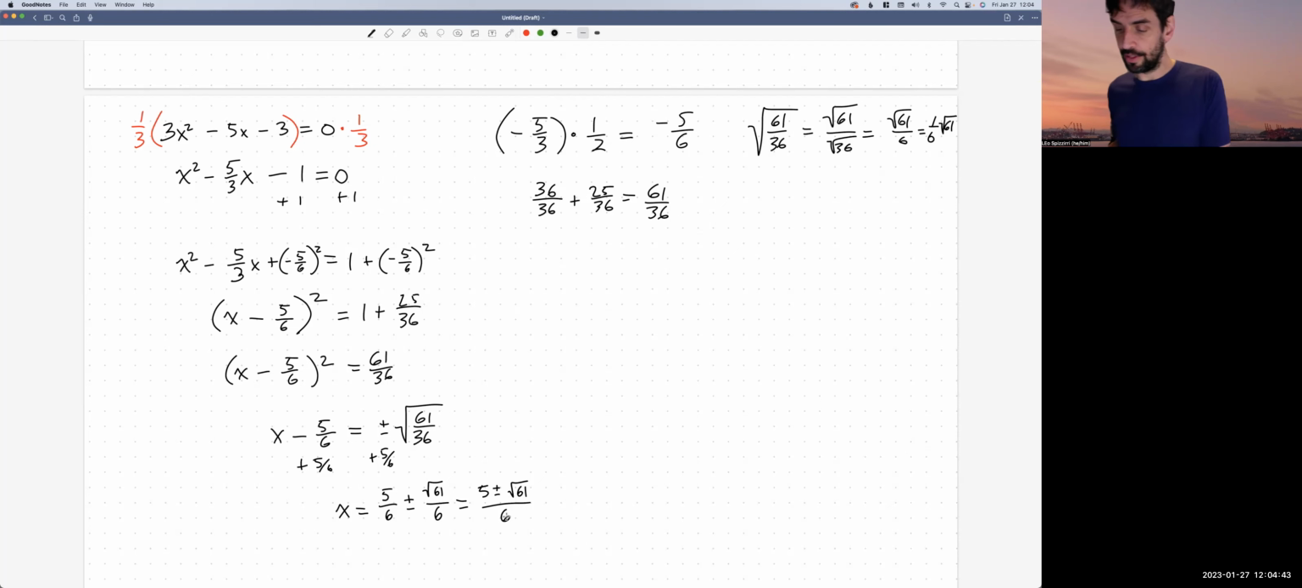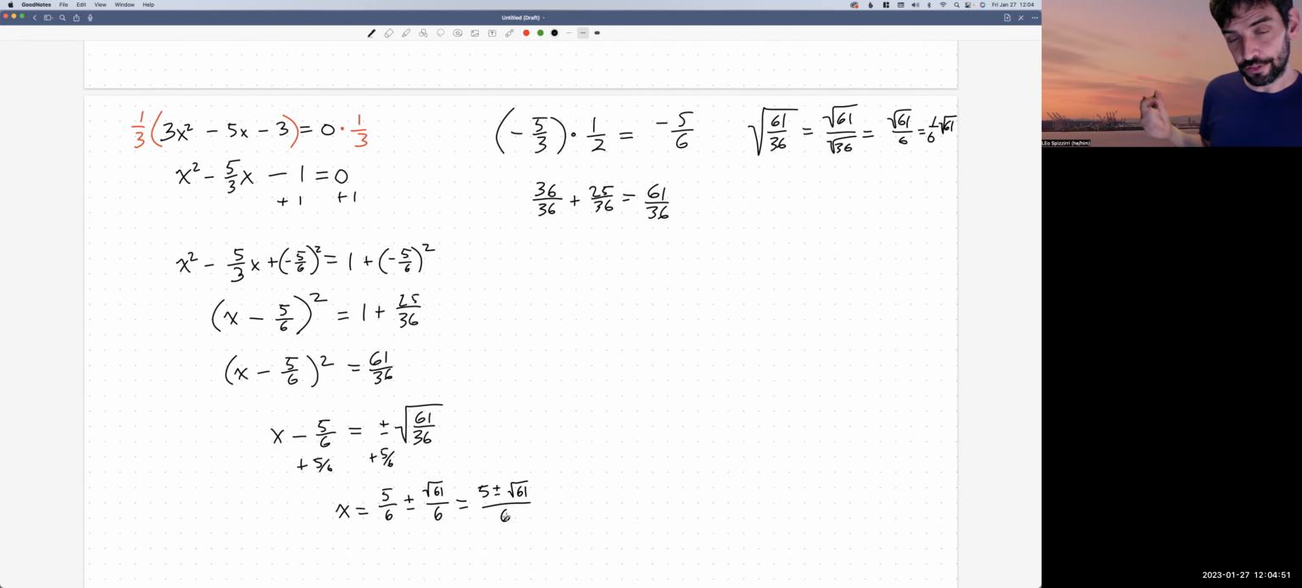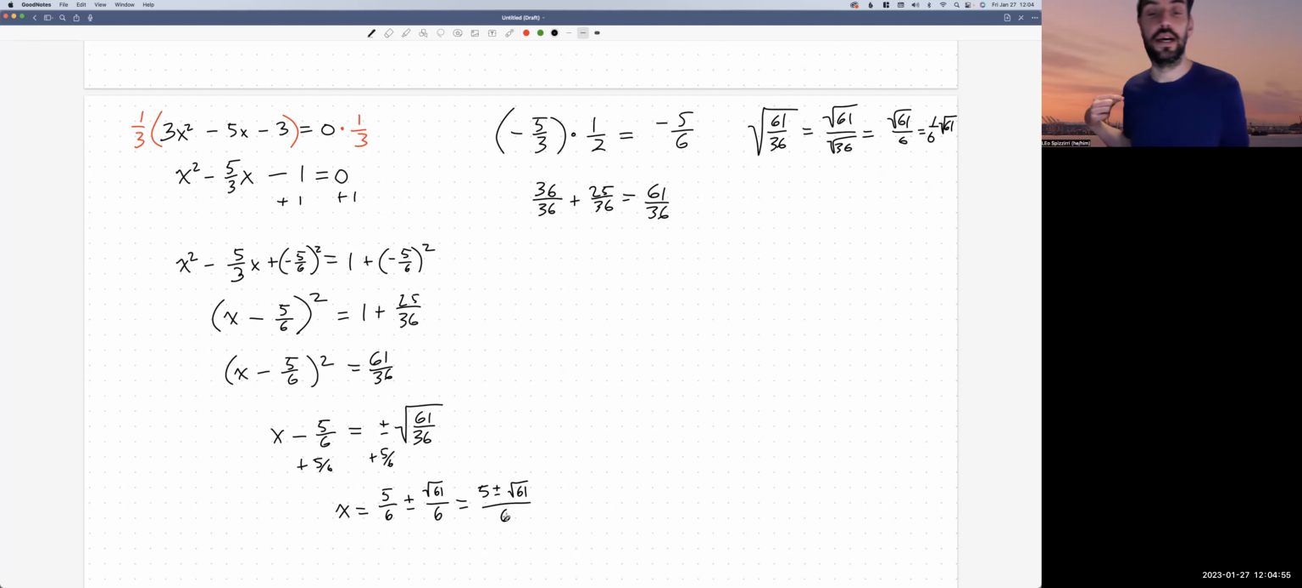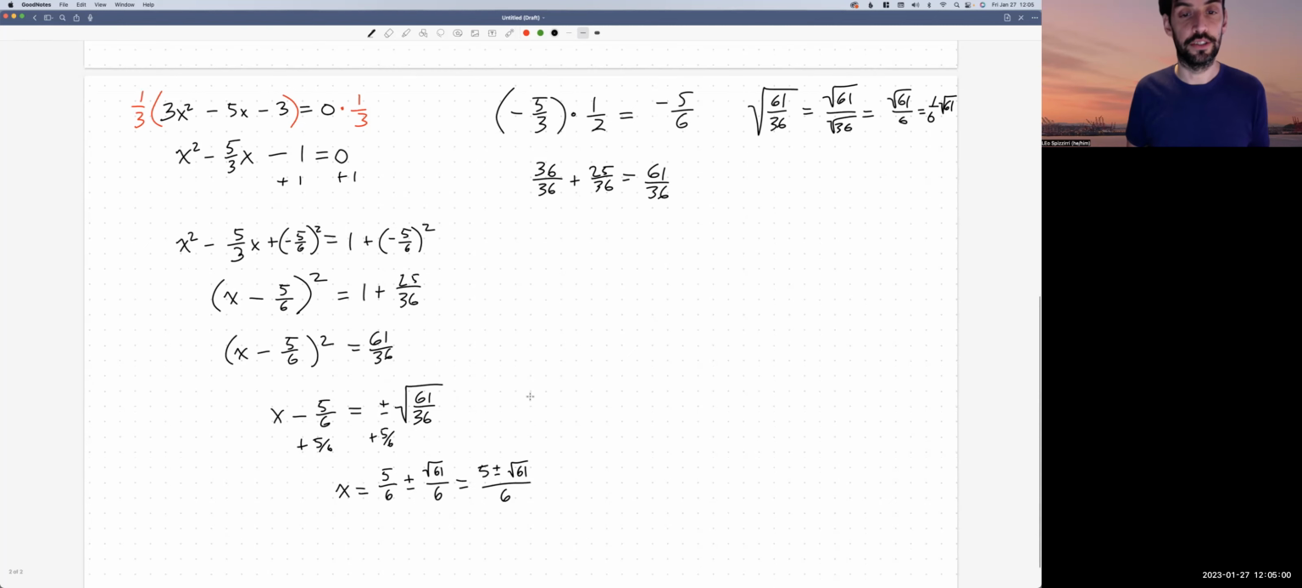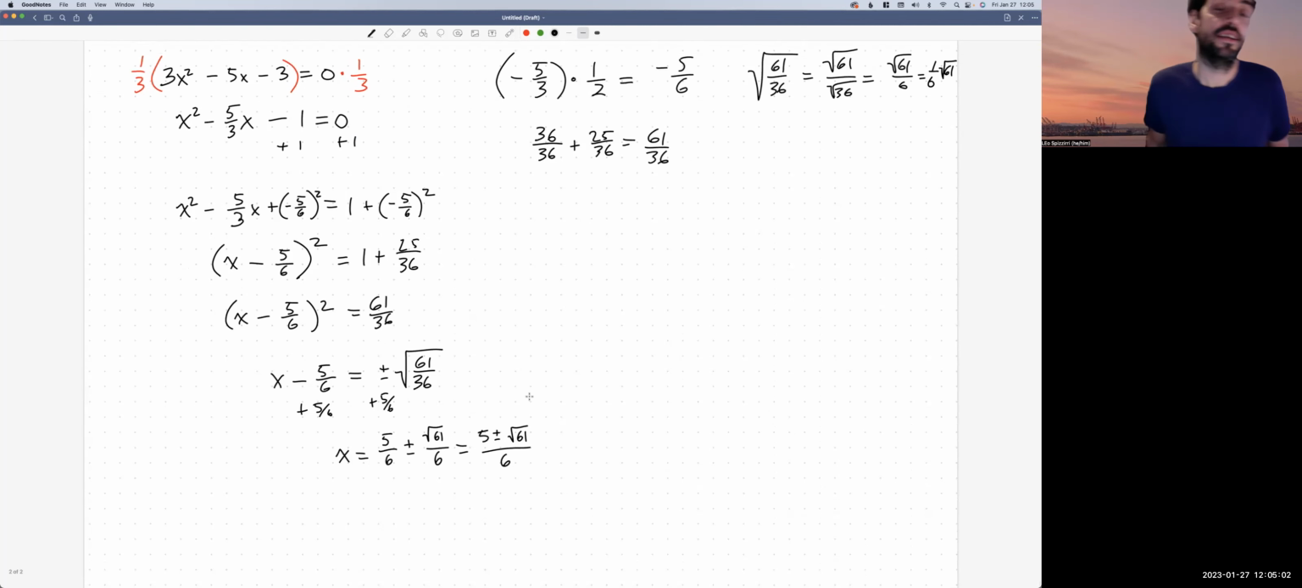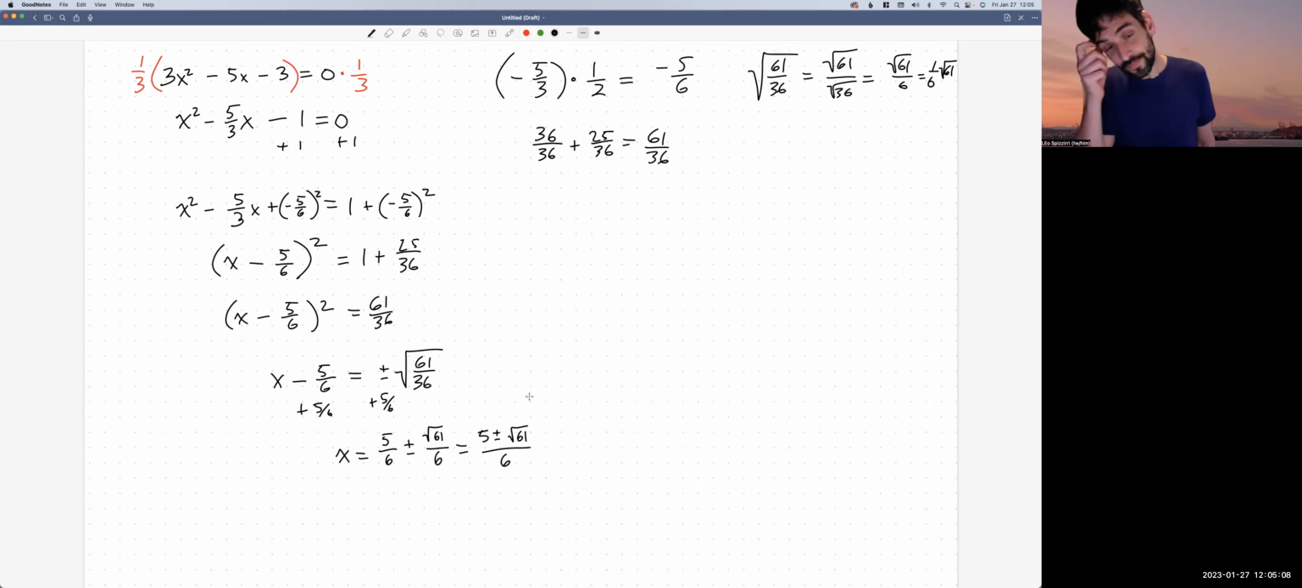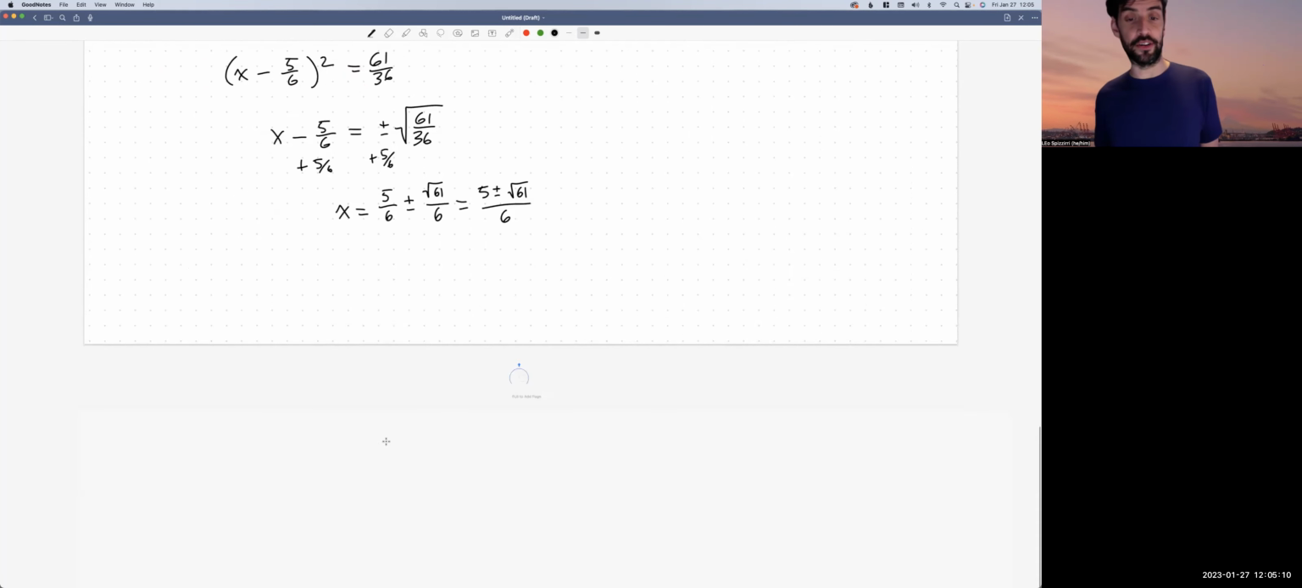And I'm going to leave that one there. You can try graphing it. You can try plugging these values back into the original equation, and you'll find that, if you're careful with your algebra when you expand everything, this does indeed solve the equation. In other words, it's true that this equation 3x squared minus 5x minus 3 is equal to 0 when we put in either of those x values.